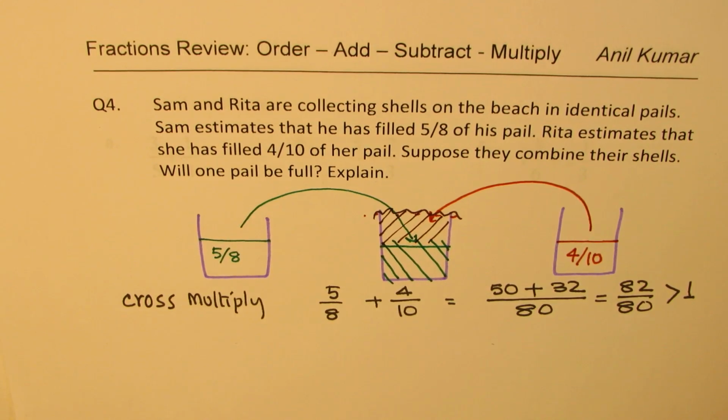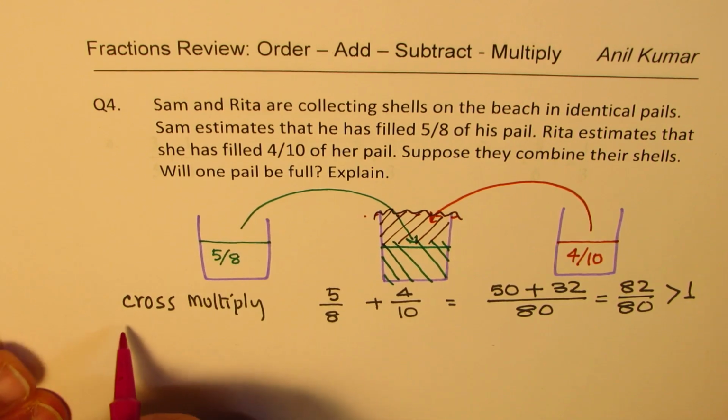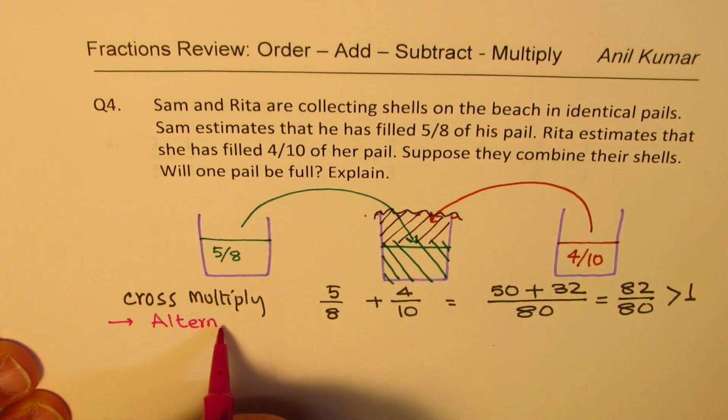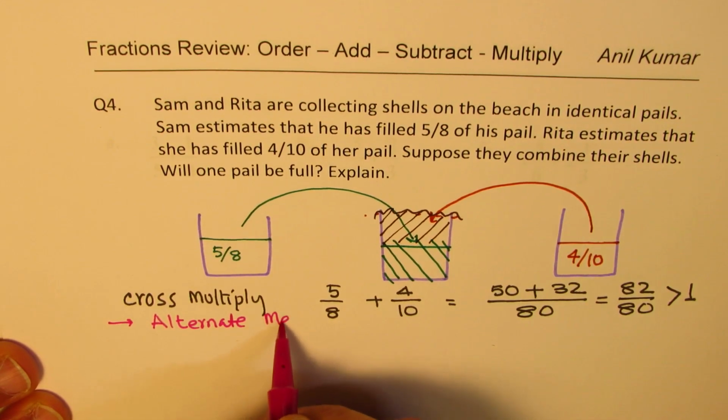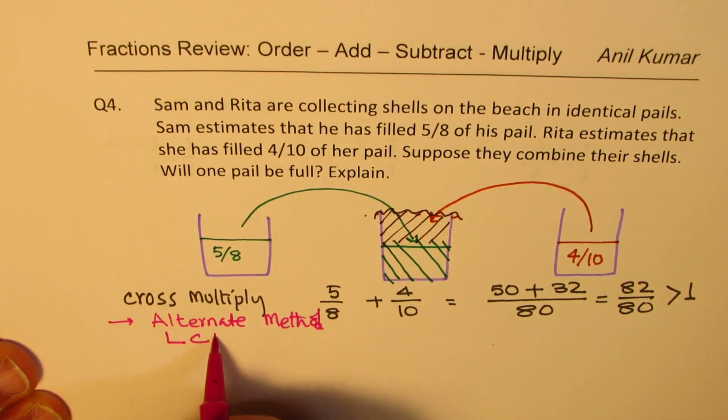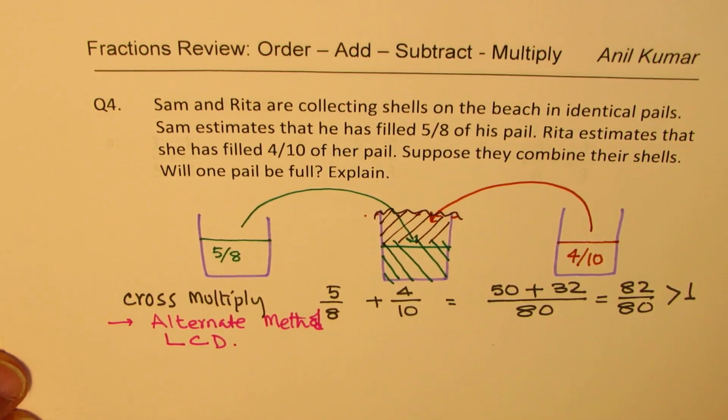So we use cross multiply to add. We could have done it with lowest common denominator also, right? So the other way to do it, I'll say alternate method, will be to find lowest common denominator, which we'll take up in the next example. Is that okay? Which we'll take up soon. But I hope that makes sense.